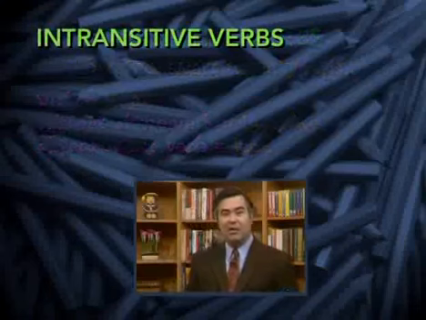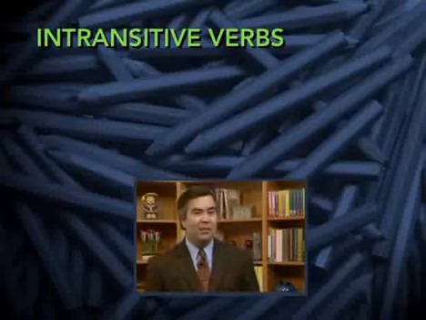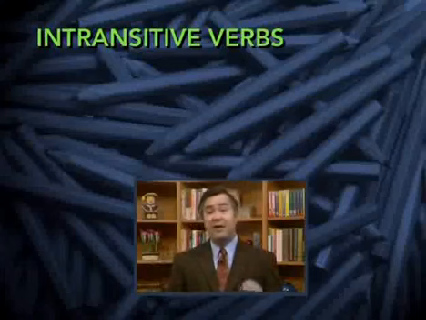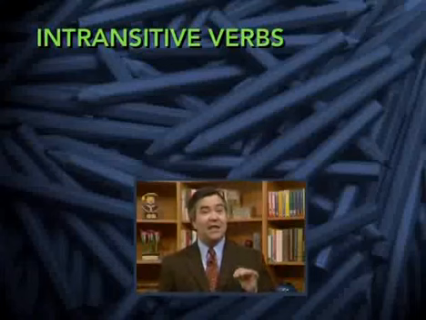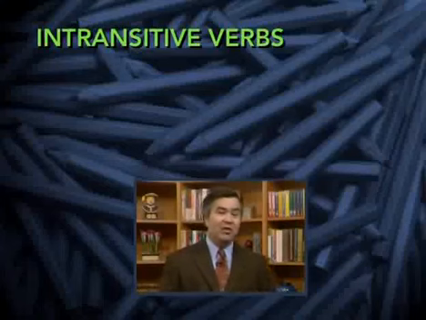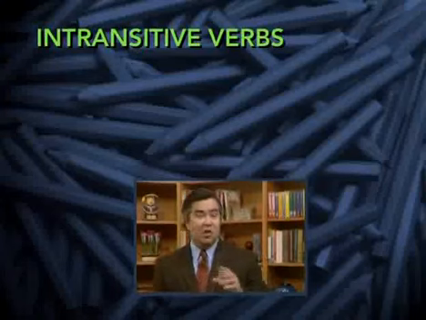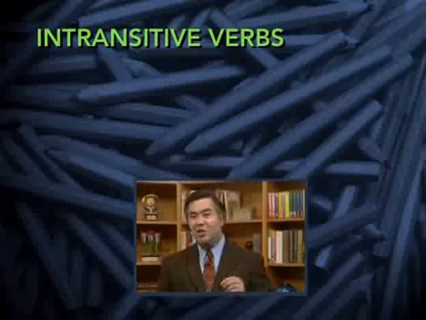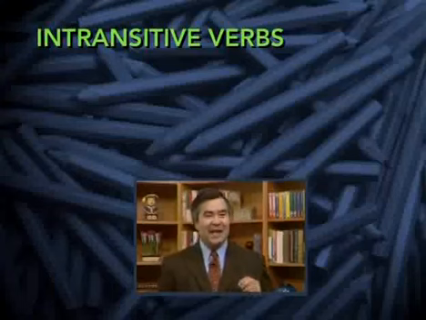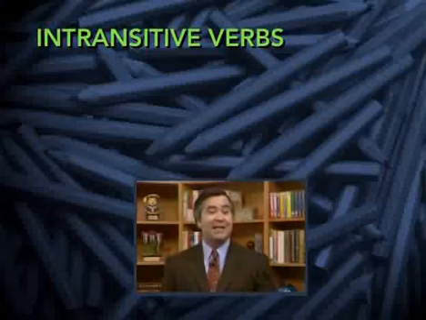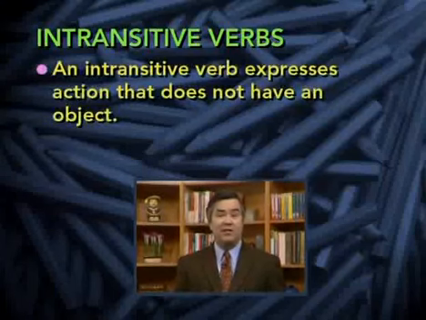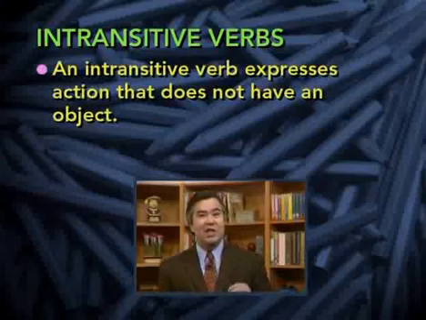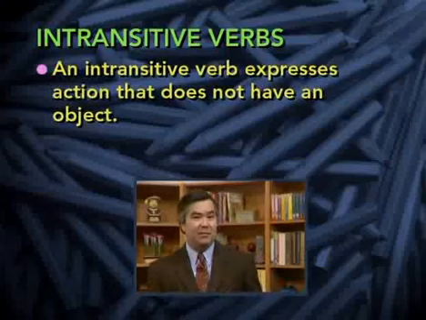Now, the second type of verb is an intransitive verb. As you may know, the prefix in- in English usually means not. It takes the meaning of the word and reverses it or negates it. So you might be able to guess that an intransitive verb is a verb that is not transitive, and that's exactly right. Here's the definition. An intransitive verb expresses action that does not have an object.